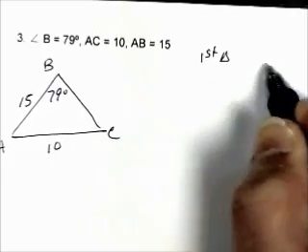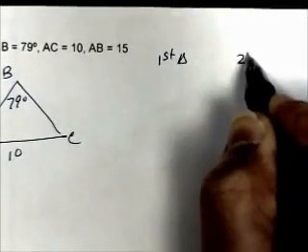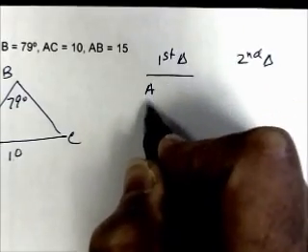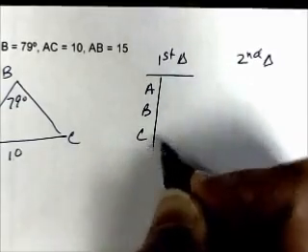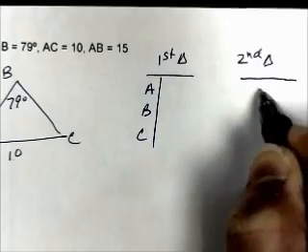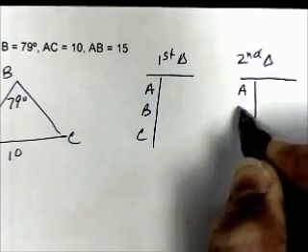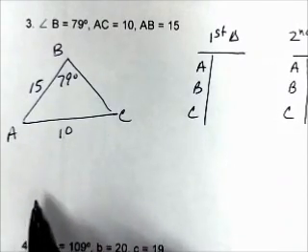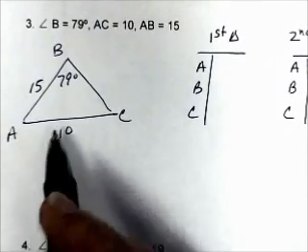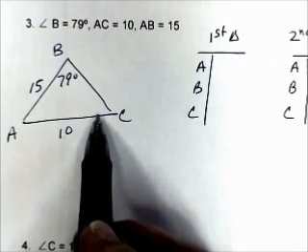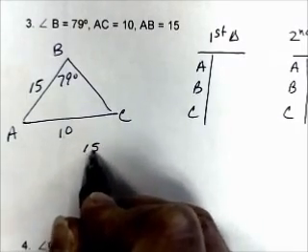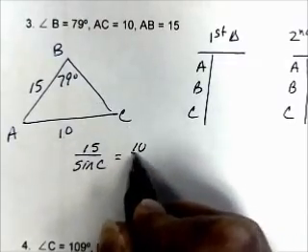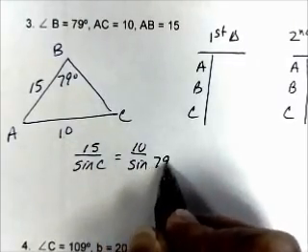First triangle, second triangle. Our angles are A, B, and C again. Okay, let's substitute into the law of sines. We're finding the measure of angle C. So 15 over sine of C is equal to 10 over sine 79.